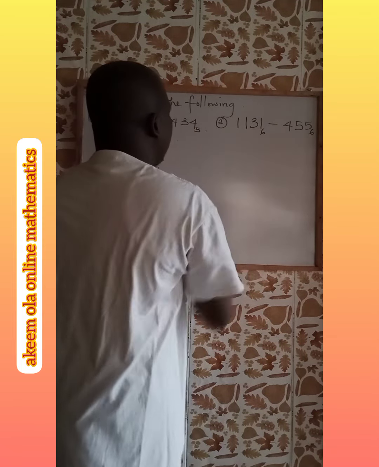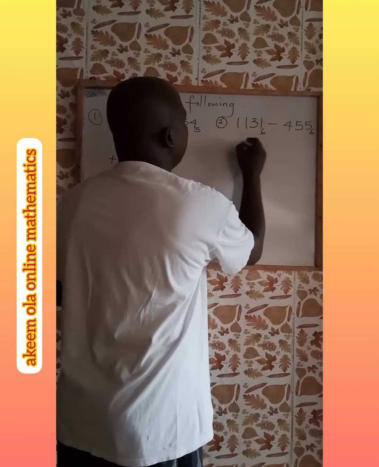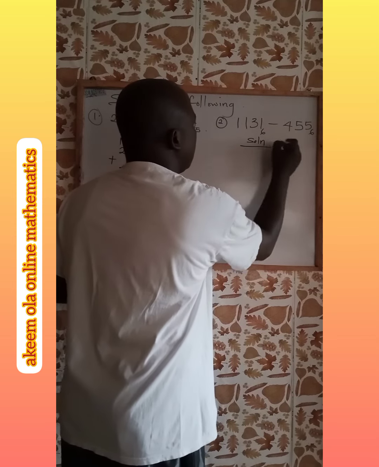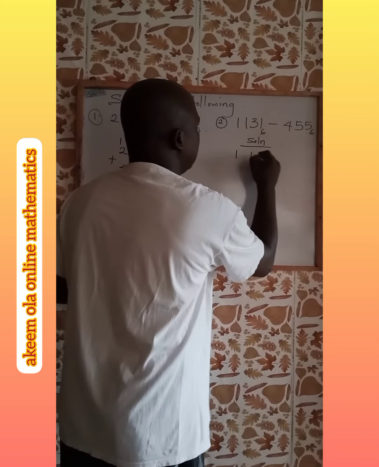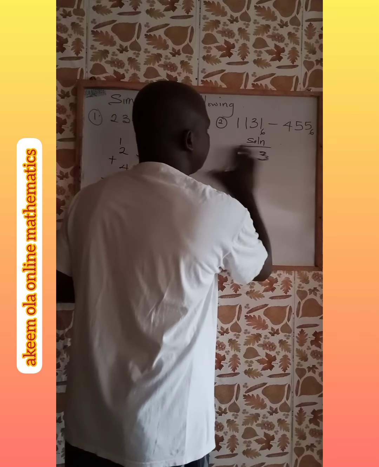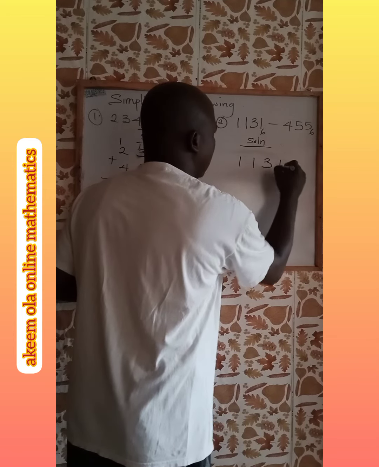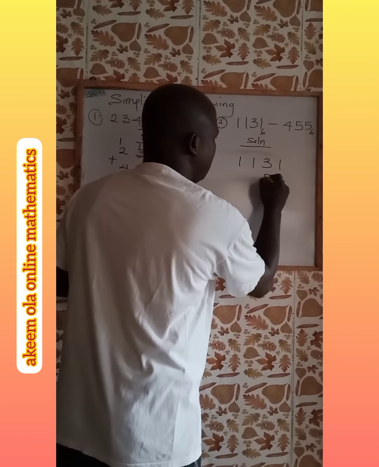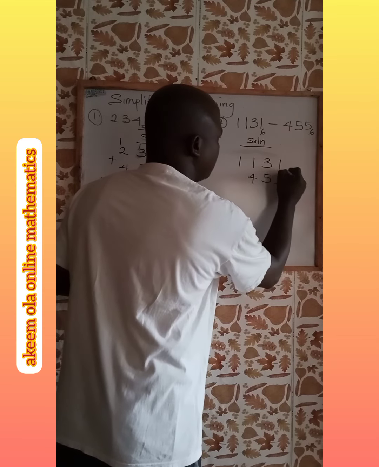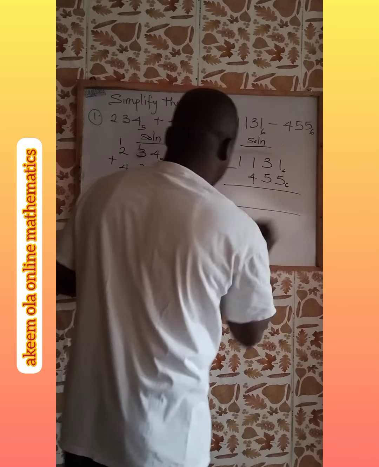Then for the second question, I have number 2. I have the solution here. I have 1, 1, 3, 1, and I have 5, 5, 4. So I have my base, and I have my minus sign here.